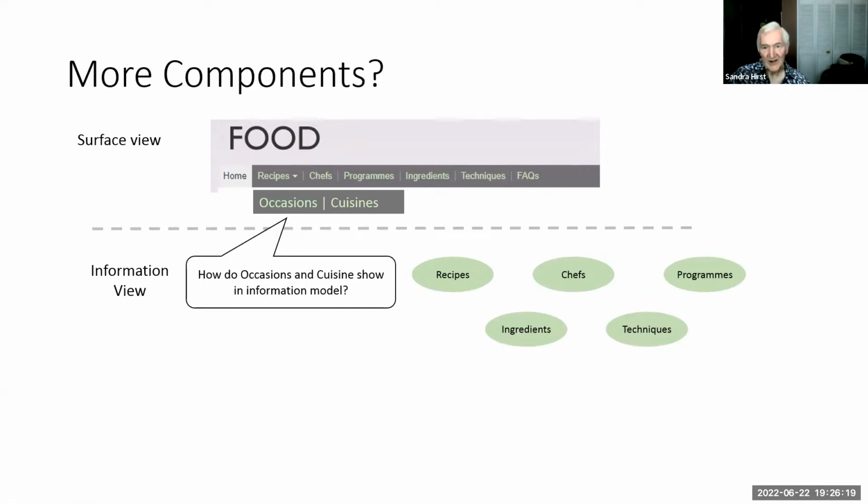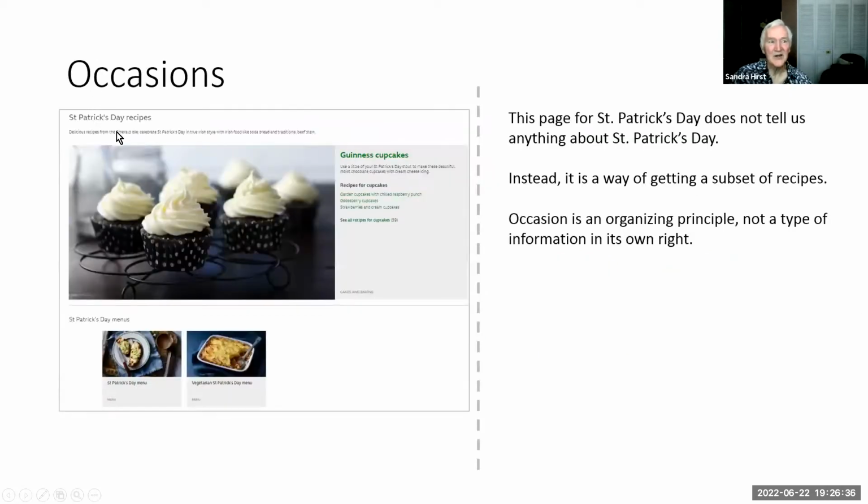Now you may have expectations as to what you'll see when you click on either of those, but the only true way is to look at BBC Food. We're doing a forensic information architecture. We're not guessing, we're finding out. So if I look at the occasions page for St. Patrick's Day, it starts off badly. It doesn't say St. Patrick's Day. It says St. Patrick's Day recipes.